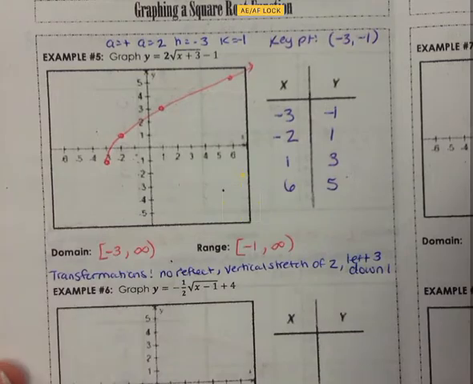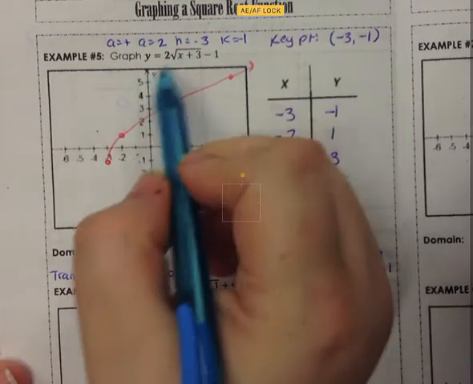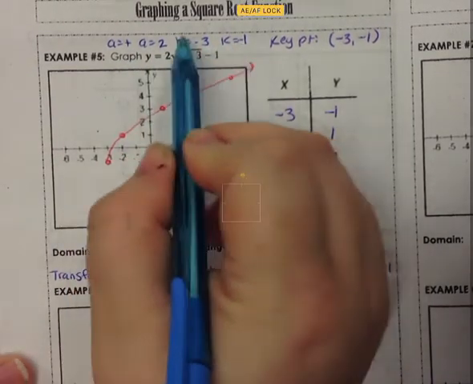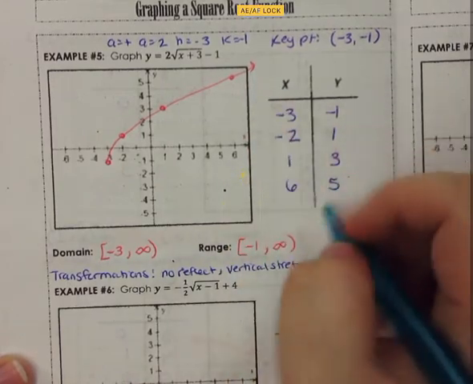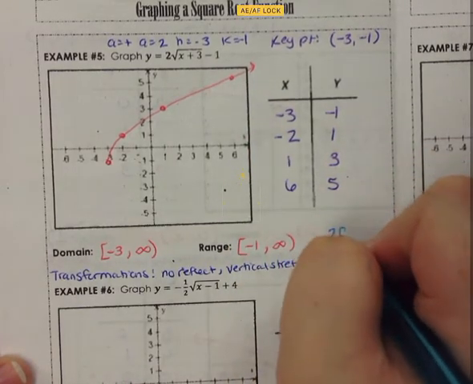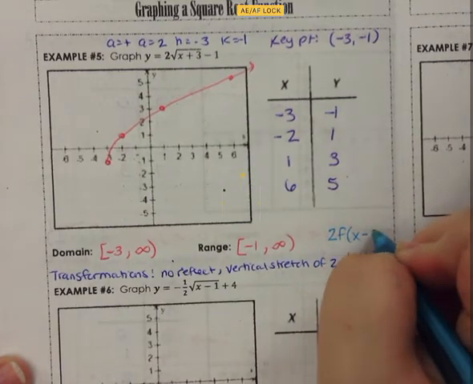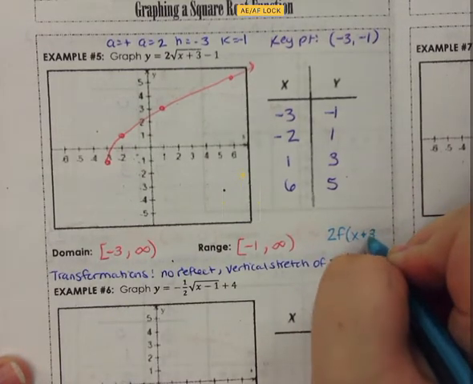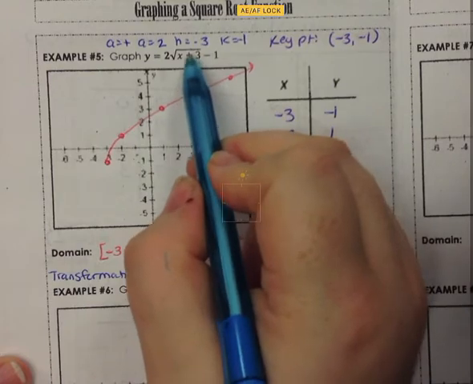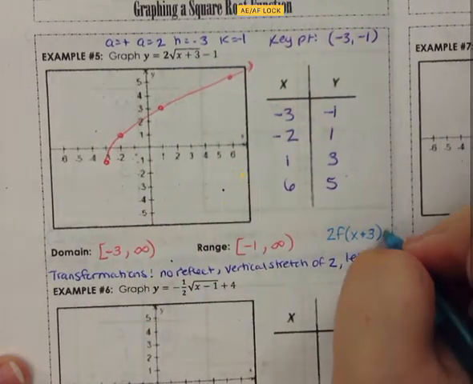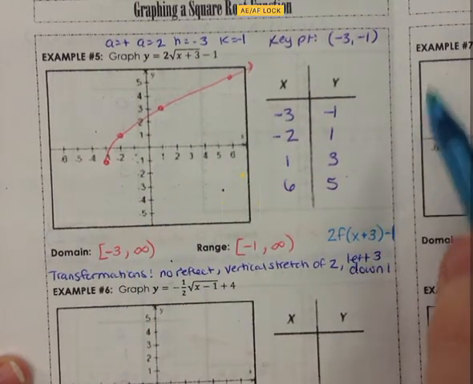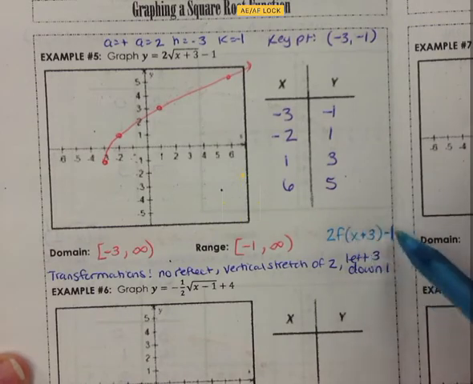Okay. Now for the function notation, again, you go back to your A, your H, and your K. So we have our A is a positive 2, so it's 2f of x. Your H is -3, that's inside, so plus 3. Close parentheses, because it's plus 3 right here. And the -1 is on the outside. So that's our function notation, because this goes for any function.